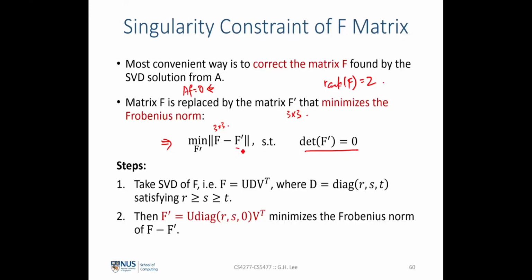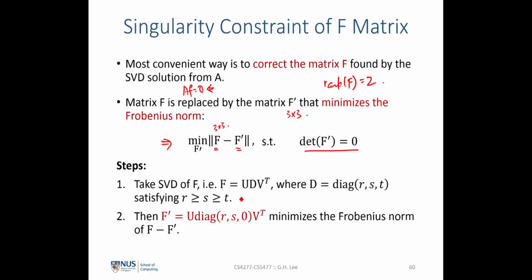That means that we want to find an F prime that is as close to F as possible, such that the rank of F prime is equal to 2. Fortunately, the optimization here can be easily done by simply taking the SVD of the F matrix that we have found from the homogeneous linear equation earlier on.